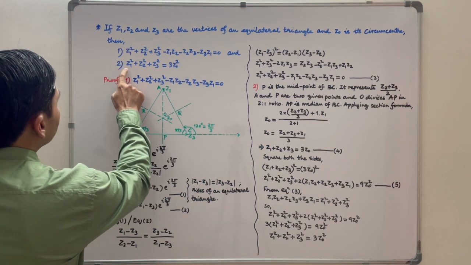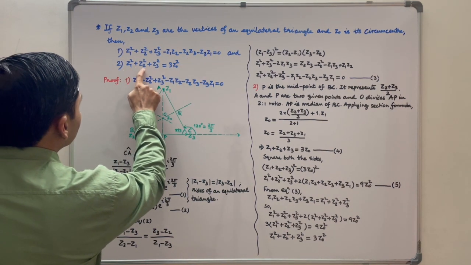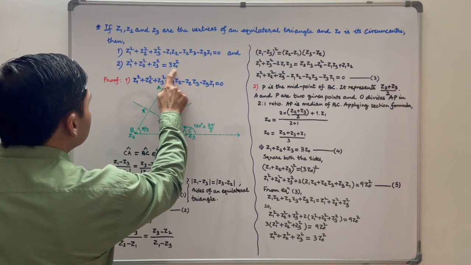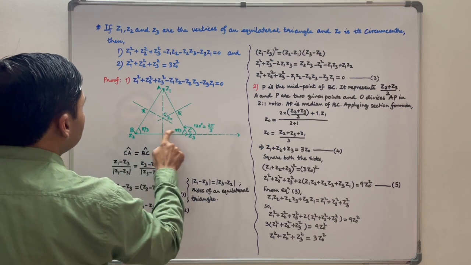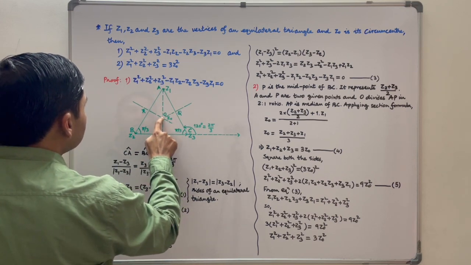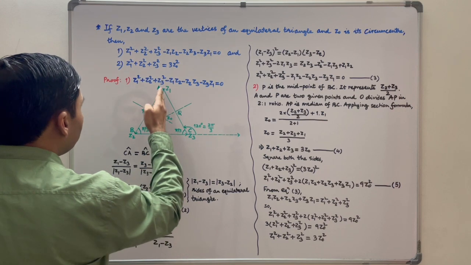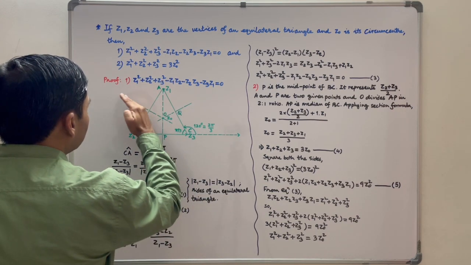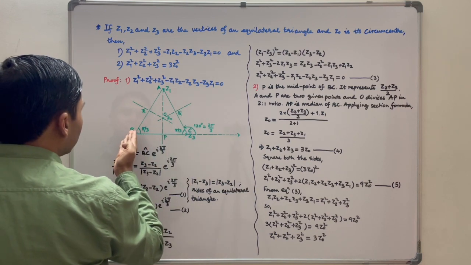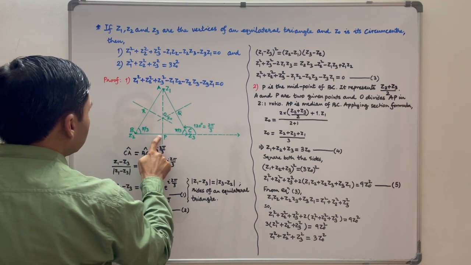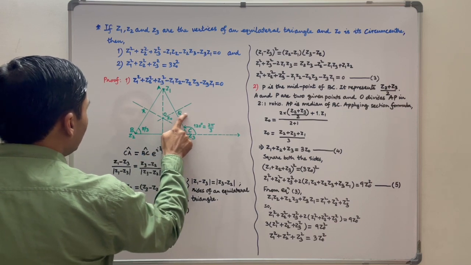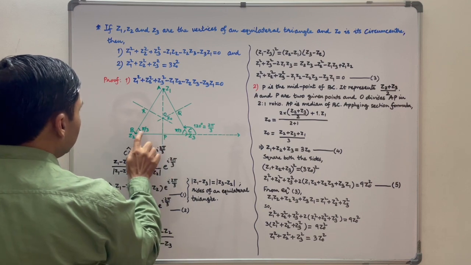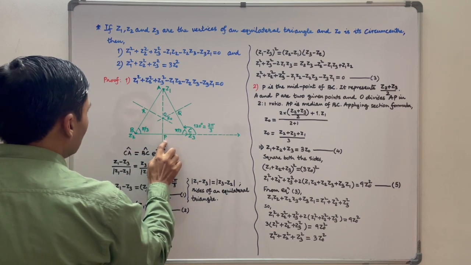Second one, we have to prove that Z1 square plus Z2 square plus Z3 square is equal to 3Z0 square, where Z0 is the circumcenter of this equilateral triangle. Circumcenter is the point of intersection of perpendicular bisectors of the sides. They pass through opposite vertices in case of an equilateral triangle. Let us say perpendicular bisectors meet the sides at P, Q and R. P is the midpoint of BC. It is represented by (Z2 plus Z3) upon 2.